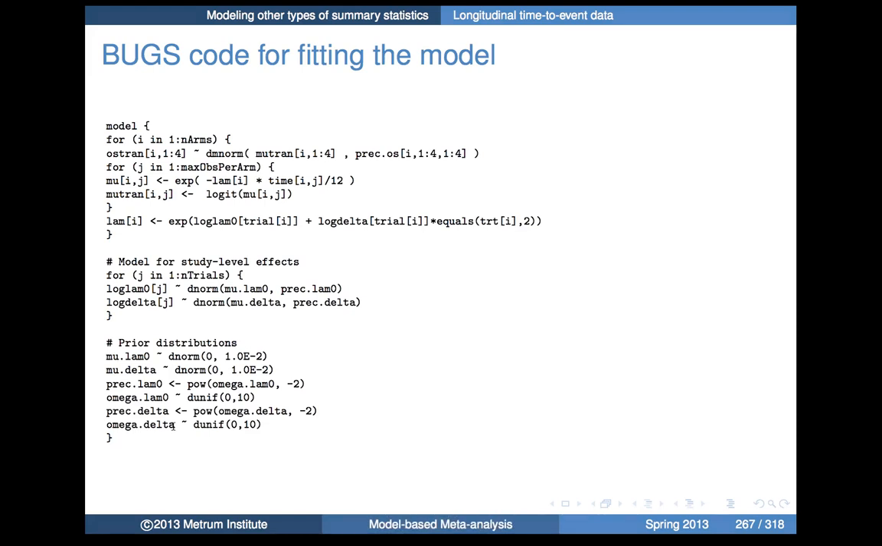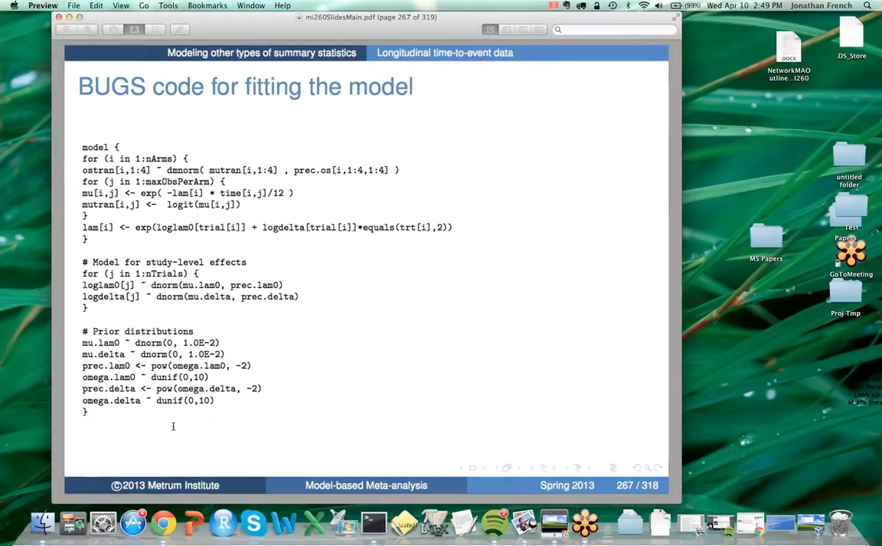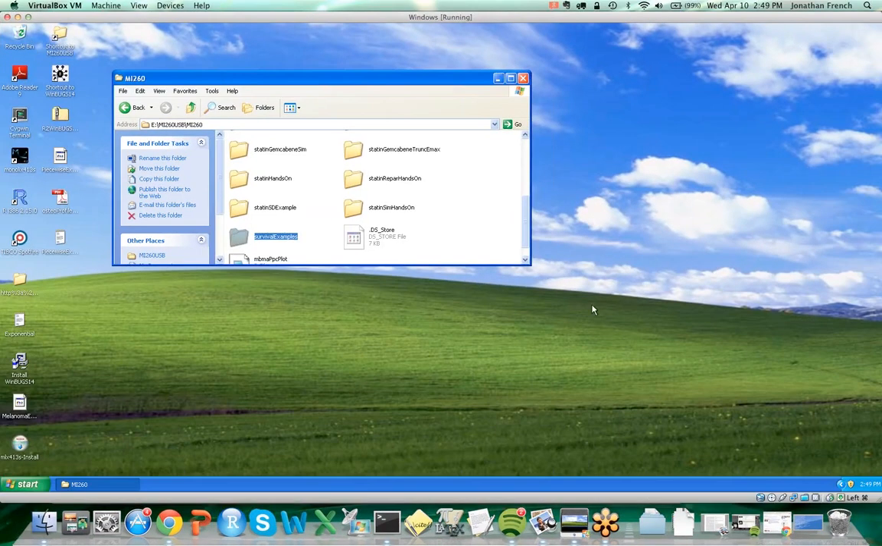That's really all there is to fitting this model in WinBUGS. So the writing the BUGS code itself looks fairly straightforward, and there's a little bit of work to do to set up the data, and that's what we'll look at in R. So let me see real quickly if there are any questions before we jump into the R code. Okay, I don't see any questions.